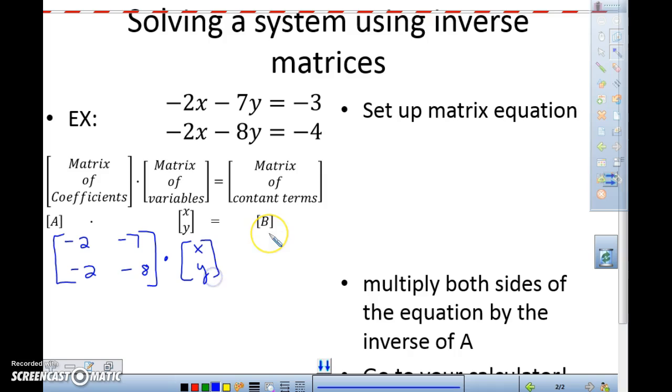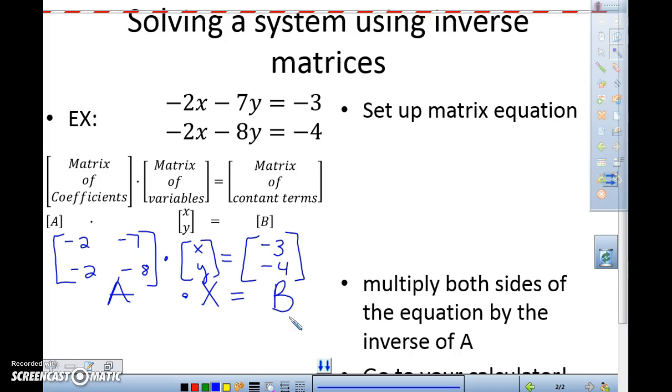Times our variables that we have. Because if we were to multiply this back out, it would be this row times this column: negative 2x plus negative 7y. Equals, our matrix B is going to be our constants, the part after the equal sign: negative 3, negative 4. So if you have not done so, please write what I have here in blue and label that this one is A. This is our X from what we had before, and this is our matrix B.